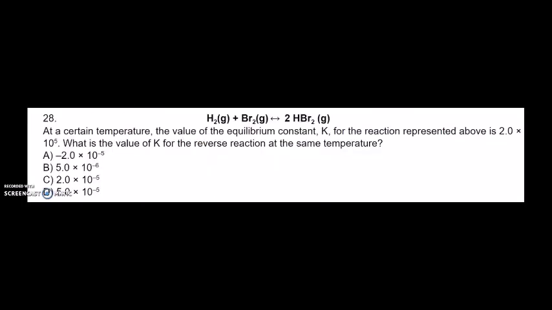So number 28 is giving you hydrogen gas plus bromine gas yields hydrogen bromide gas, okay? Not acid, but with a coefficient of 2 on the hydrogen bromide gas. At a certain temperature, the value of the equilibrium constant K for the reaction represented above is 2 to the power of 5. What is the value of K for the reverse reaction at the same temperature? So think reverse, think of previous problems, pause the video, come back for the correct response. So the correct answer is letter B.